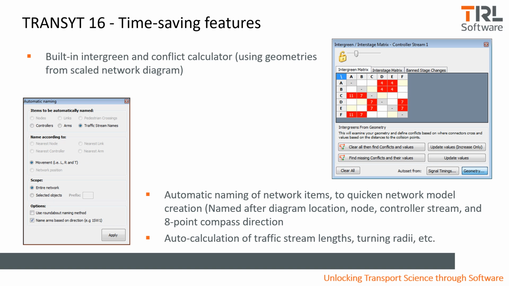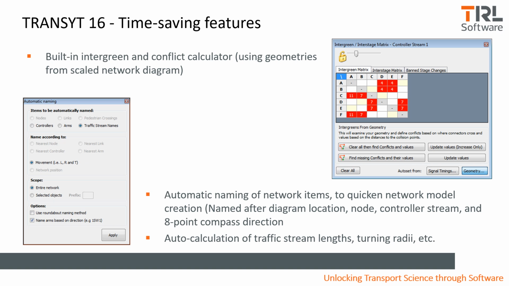A new facility built into TRANSYT 16 is a recognition of the fact that for a particularly large network, or probably even for smaller networks like signals roundabouts, you have a lot of artifacts on the screen in terms of traffic streams and locations and controllers, etc. Here you can automatically name them afterwards, so you can throw the network together, not worrying about the names at all, and then you can go into the screen and automatically name the controllers based on where they're placed on the screen, and then you can start naming the other items based on either the controllers or the arm names or the traffic stream names, etc. There's quite a lot of options in there.